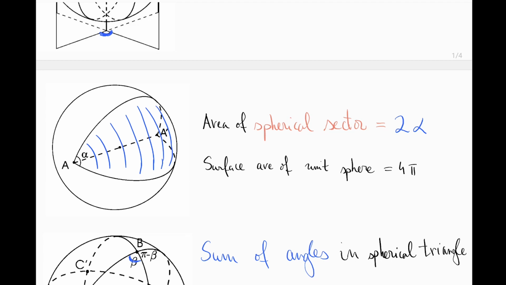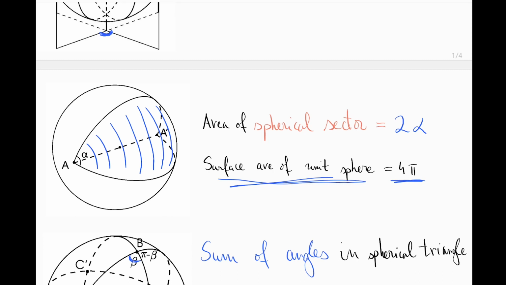So now think about this. If this spherical sector would contain the whole sphere, then this angle would be exactly equal to 2 pi, right? So if alpha is equal to 2 pi, then the spherical sector is the whole sphere. But what's the surface area of the unit sphere? Well, it's equal to 4 pi, right?